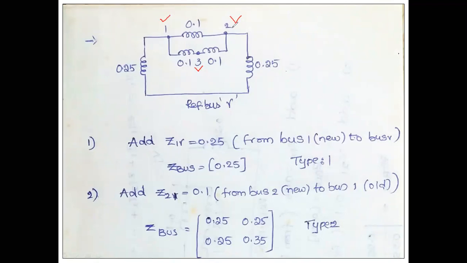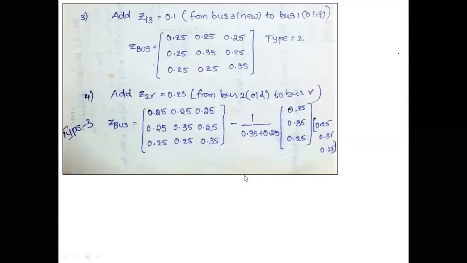But still, in between type 2 and type 4 modification, we are also having one more modification, that is type 3 modification. What is a type 3 modification? Now a branch impedance is connected in between an old bus and the reference bus. Now this is type 3 modification, 0.25. So we need to add this 0.25, right? That is our intention when we go for the next one.